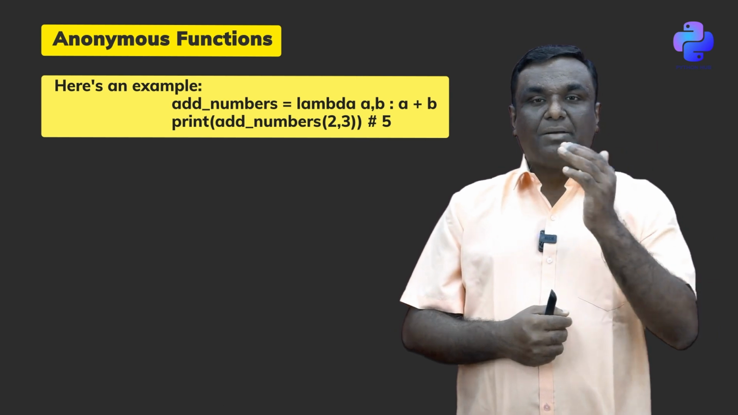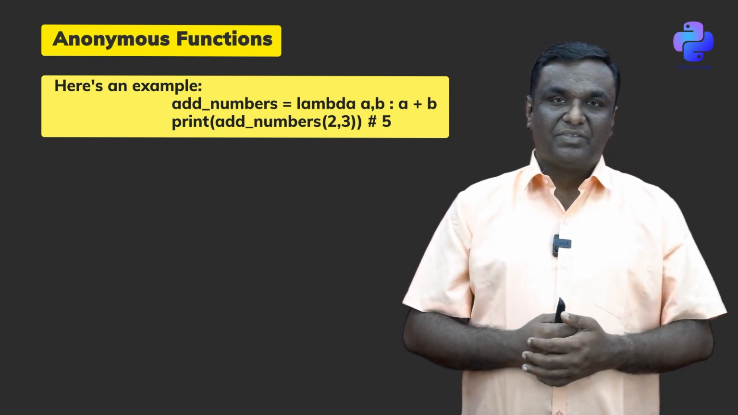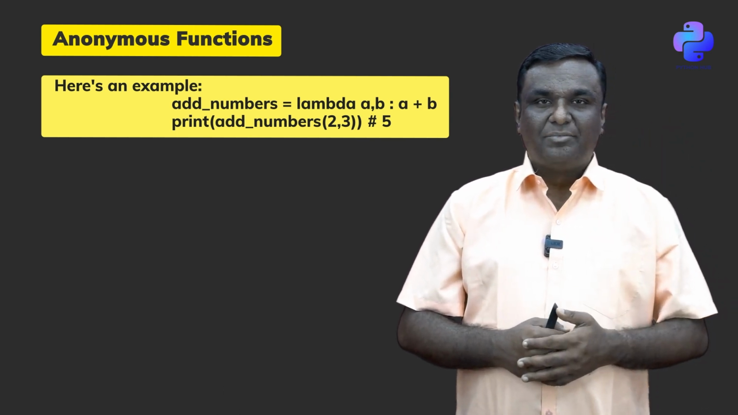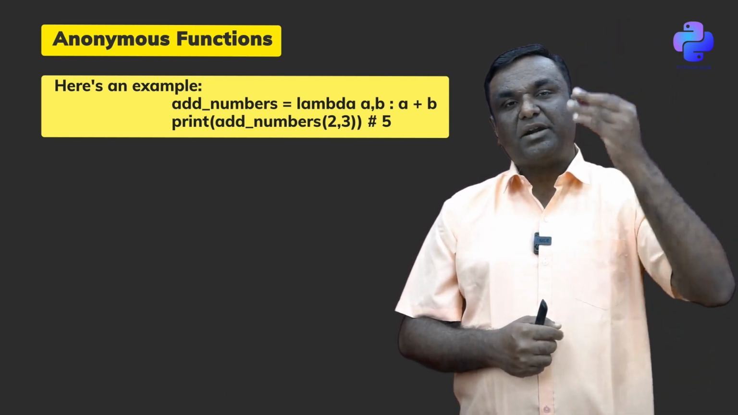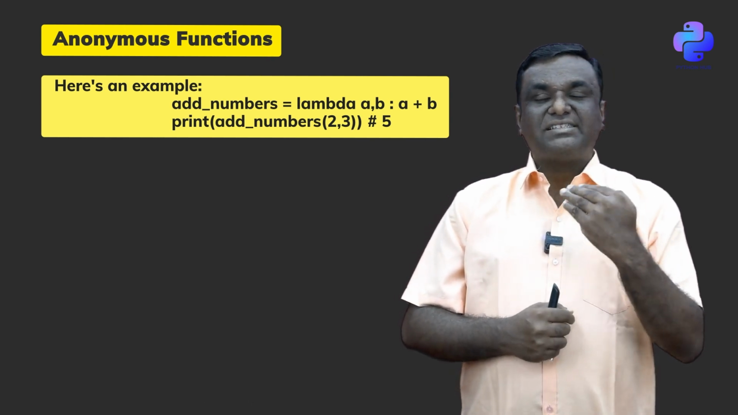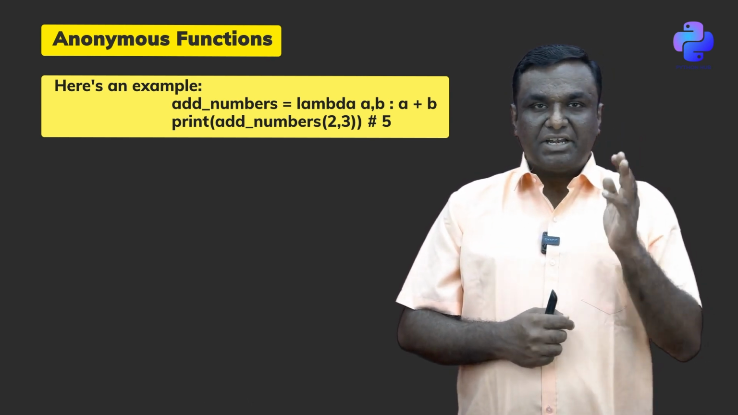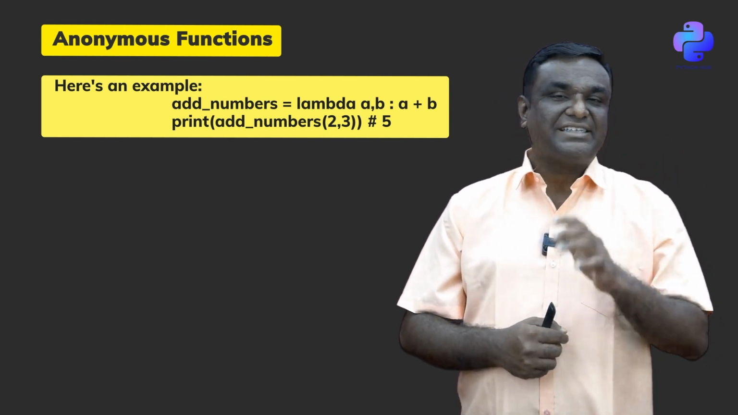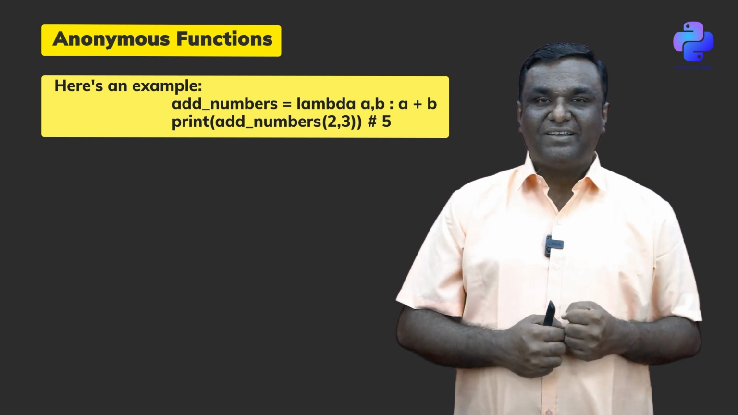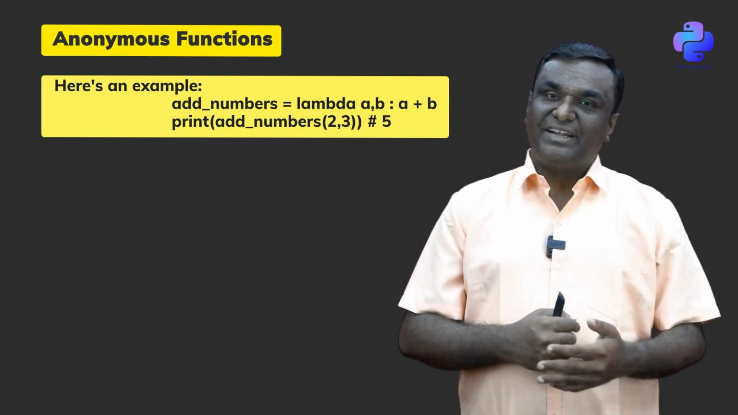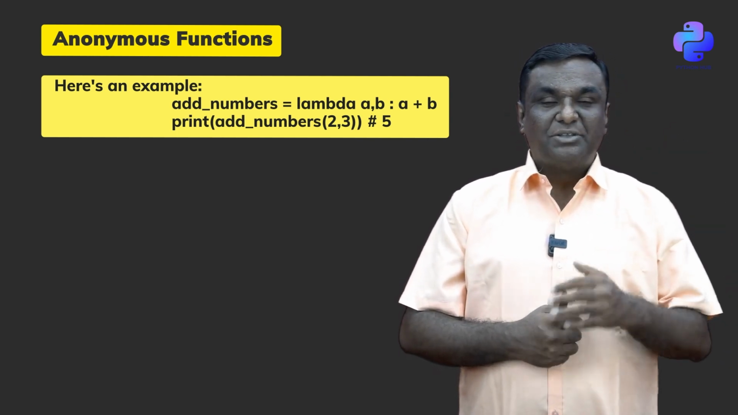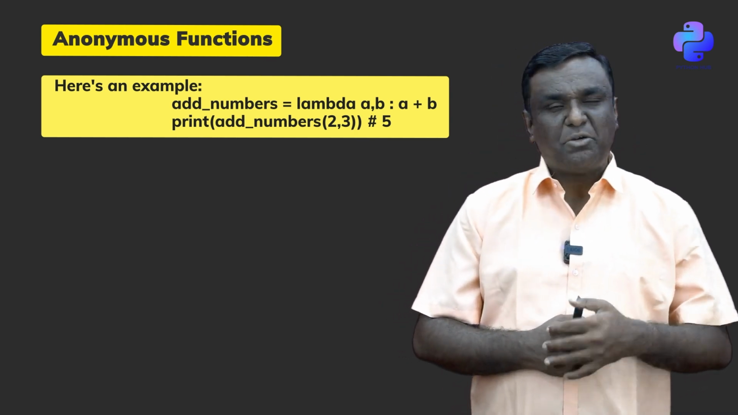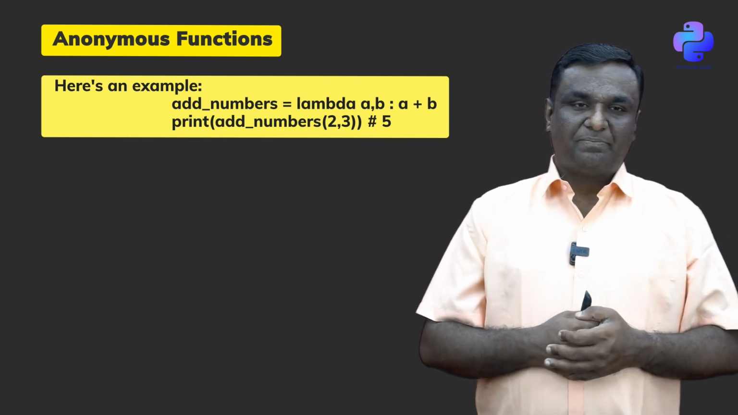Take this example: print add_numbers(2, 3). What will it return? It will print 5. Because add_numbers will trigger this particular function. 2 and 3 are sent as parameters. The expression a plus b is getting executed. So 2 plus 3 is getting executed. 5 is the answer. The 5 value is returned and that 5 value is getting printed. So this is a simple Lambda anonymous function. This is how it is executed. I hope you're able to understand the example.